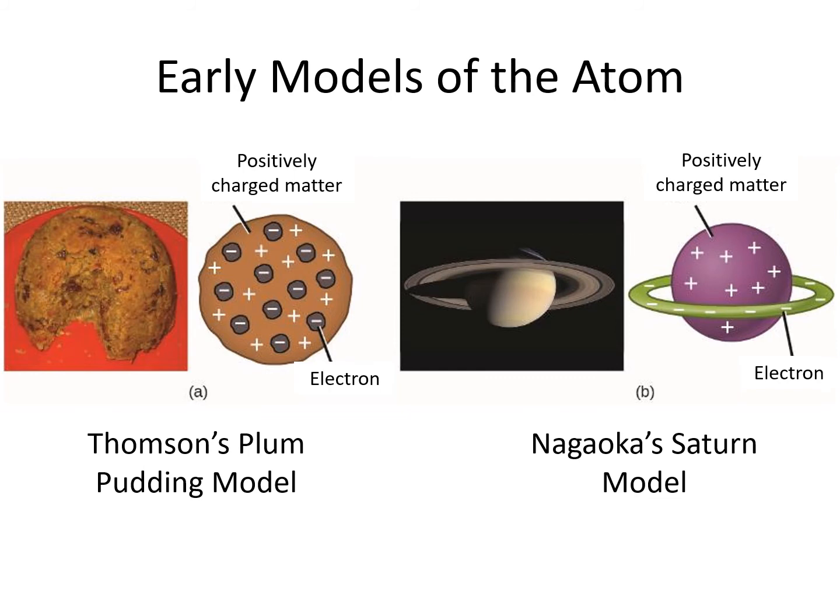Another model, called the Saturn model, was proposed by a researcher named Nagaoka. His model had the electrons forming a ring around a central sphere of positive charge, like the ring that surrounds Saturn. Neither model was correct, though the Saturn model ended up being slightly closer.